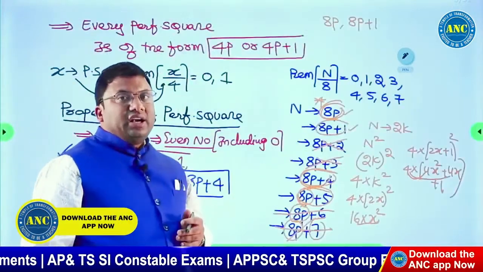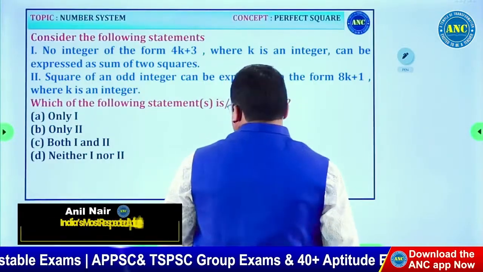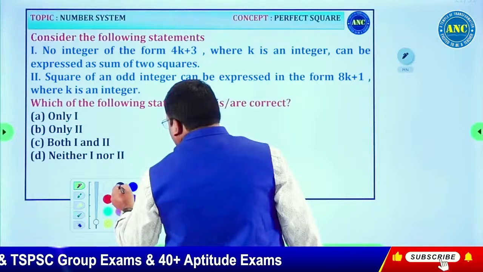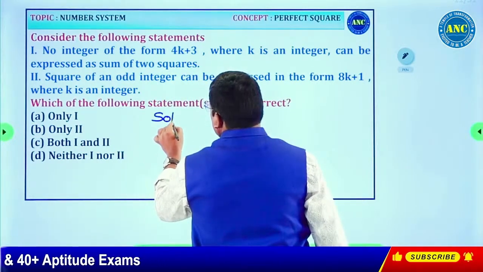With this understanding of the concepts, let us solve some exam related questions. Please read the first question.